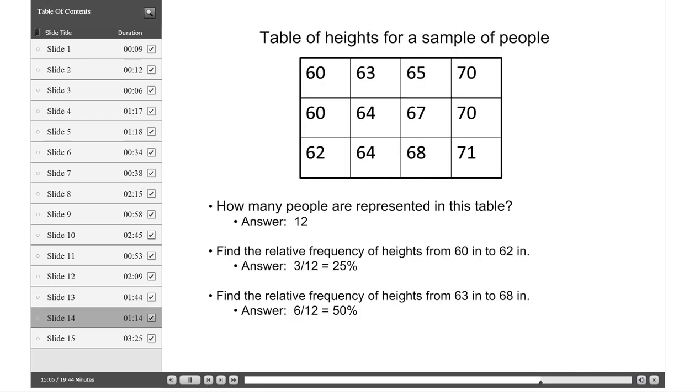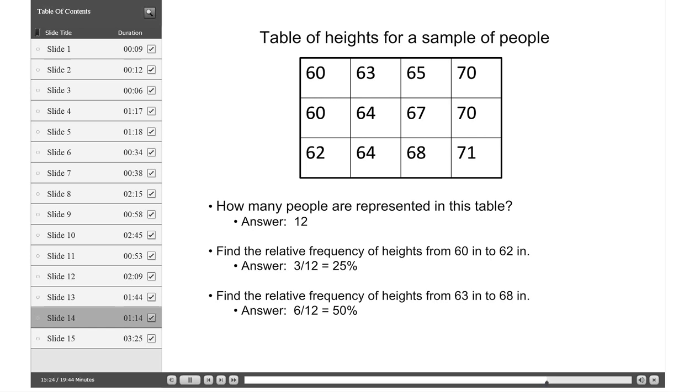All right, the last thing that we're going to talk about in this lecture is the concept of relative frequency, and we'll look at a couple of examples to talk about this. So on this first slide, we can see we have a table of heights for a sample of people. And these heights are measured in inches. So we've got heights ranging from 60 to 71 inches.